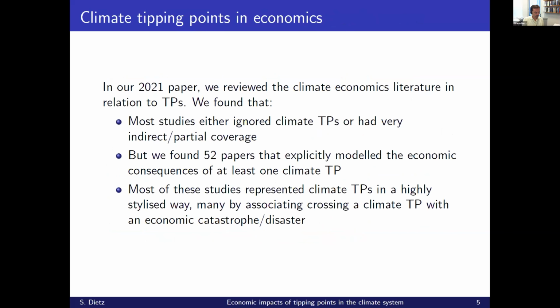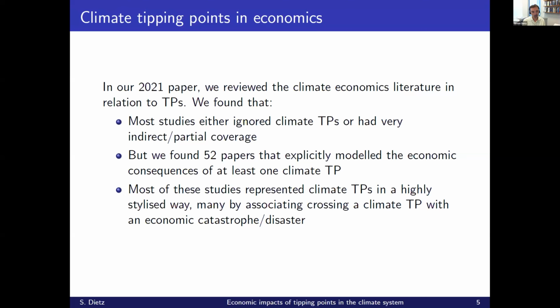So with all that in mind, what I want to do now is give you a little review of the economic literature on the impacts of climate tipping points. I published a paper in 2021 in Proceedings of the National Academy of Sciences with James Rising, Thomas Sterk, and Gernot Wagner. One of the things we did in that paper was review the literature up to that point on climate tipping points in economics. And we came up with the following 3 points.